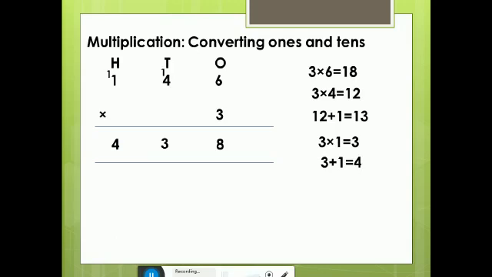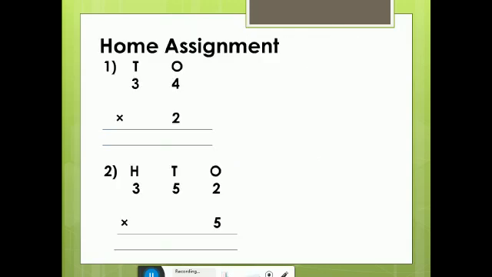Hope you have understood today's concept. This is the time for your home assignment. Try to solve the questions. And one thing we have noticed in these questions is that we need to learn the tables. So also revise your tables.